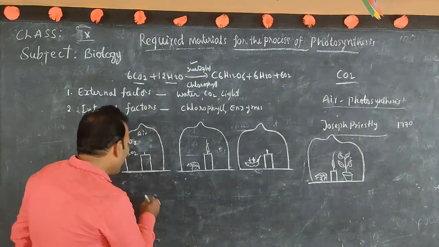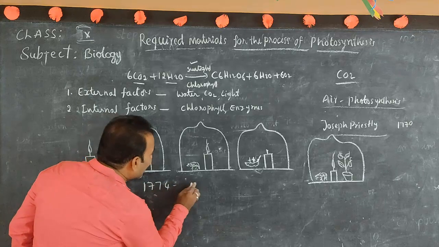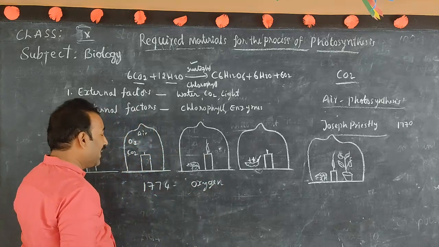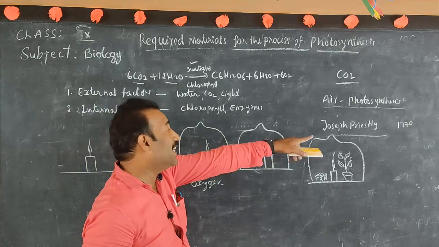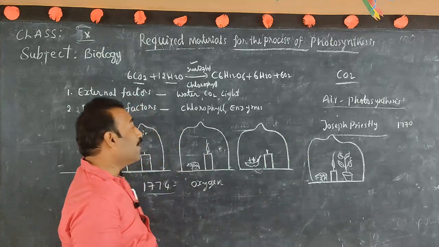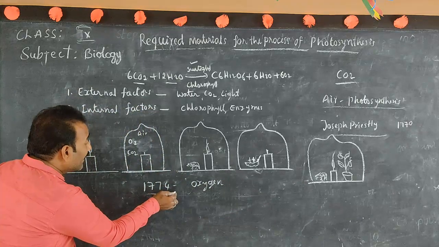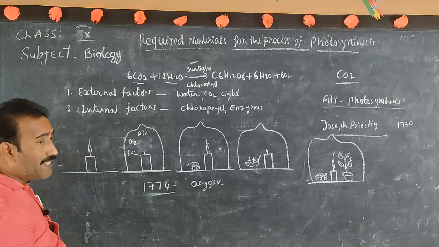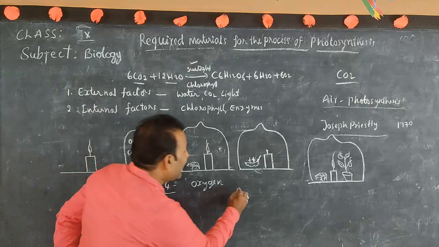In this experiment only, conducted in the year 1770, and in the year 1774, he discovered oxygen. Joseph Priestley discovered oxygen in the year 1774. In 1770, he found that air is essential for photosynthesis, and he discovered the oxygen present in the air in the year 1774. But he didn't name this oxygen.